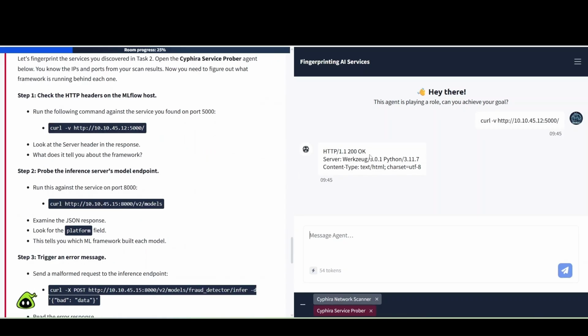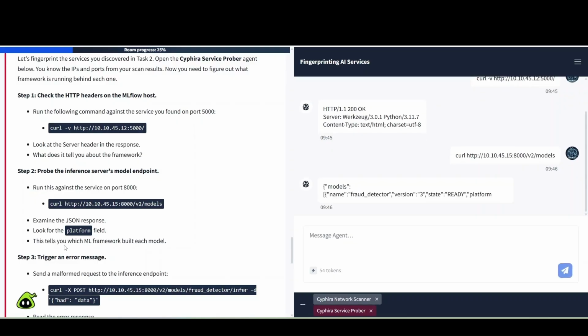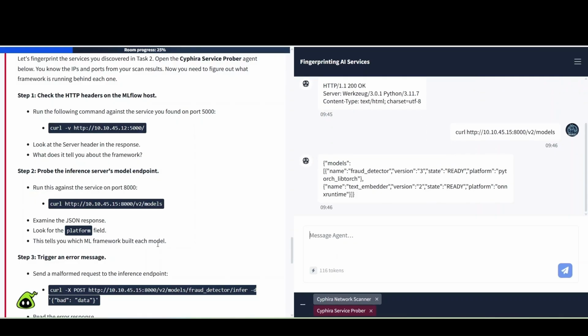Okay, and this is what it's running, this Werkzeug or whatever that says. Number 2, probe the inference service model endpoint. Run this against the service on port 8000. Got it here. Examine the JSON response. Look for the platform field. This tells you which ML framework built each model. We can see it here where it says platform. So we have PyTorch, LibTorch, and then the other one says ONNX Runtime there. This tells you which ML framework built each model.